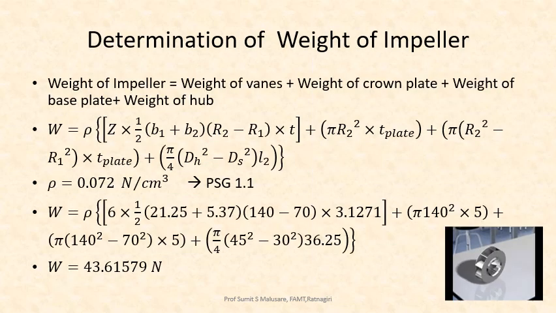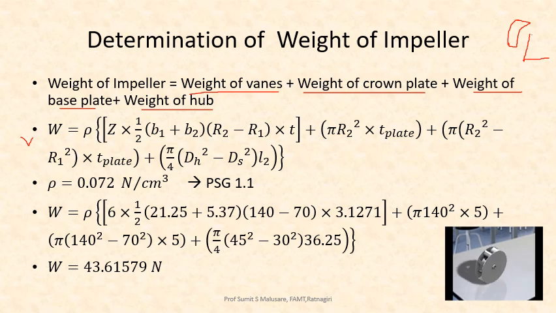Now determination of the weight of the impeller. Now in order to calculate the radial load and the axial load, I have to calculate the weight of the impeller. So now what is the weight of the impeller? Tentatively, the weight of the impeller is nothing but the weight of the vanes, that is backward curved vanes, plus the weight of the crown plate, plus the weight of the base plate, plus the weight of the hub. Now here, instead of the curvature of these backward curved vanes, we have to assume the blade area like this for simplicity. Otherwise, it will be very difficult to calculate and approximate things.